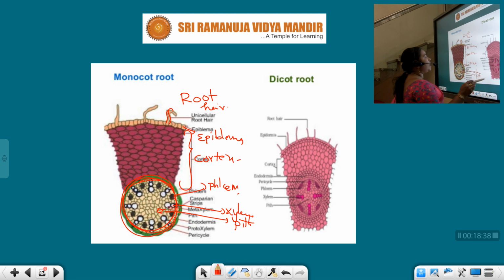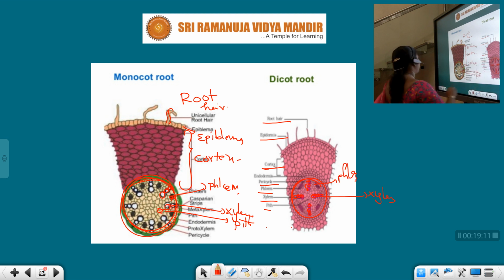And let me explain the dicot root. Root hair, epidermis, cortex, pericycle, phloem and xylem, pith. But a small difference is there in the arrangement of the vascular bundle. See here, xylem and phloem, alternate bands are present. Here also it will be like this. This particular part is the xylem and these are the phloem.